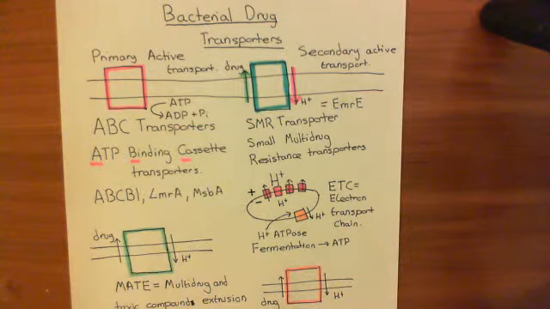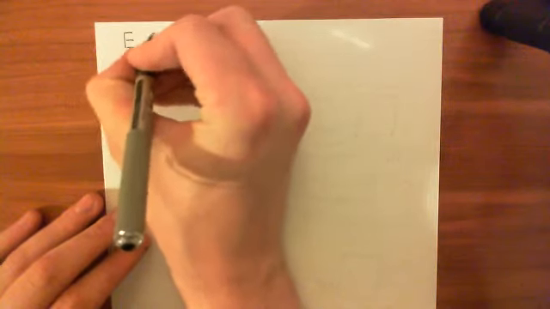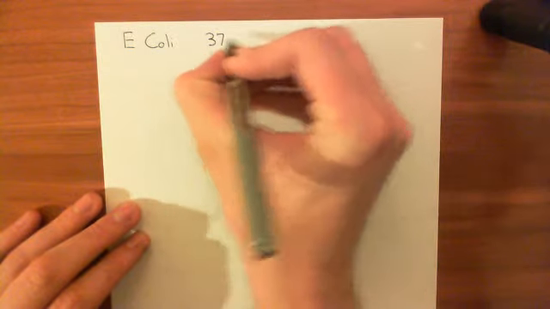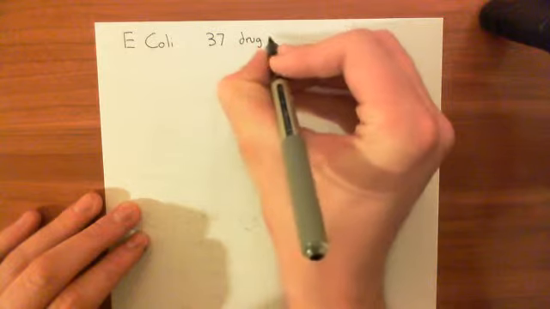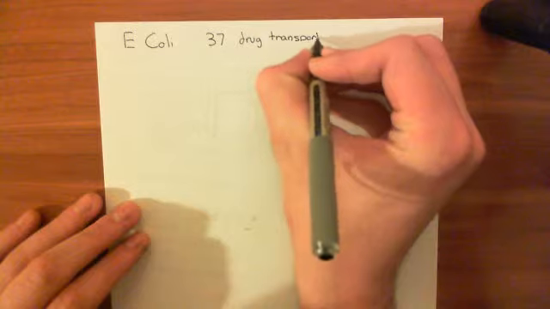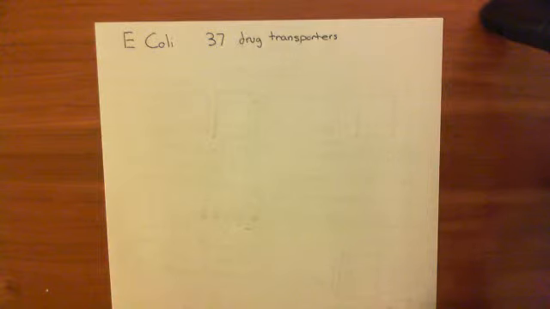Now, just before we end this video, let's have a little look at why these drug transporters are so interesting. Well, let's have a look at E. coli. E. coli has 37 known drug transporters in its cell membrane. So 37 drug transporters. That's a lot, okay? Now, when you look at these drug transporters, loads of them are transporting the same drug. So there is a huge amount of degeneracy in this system.